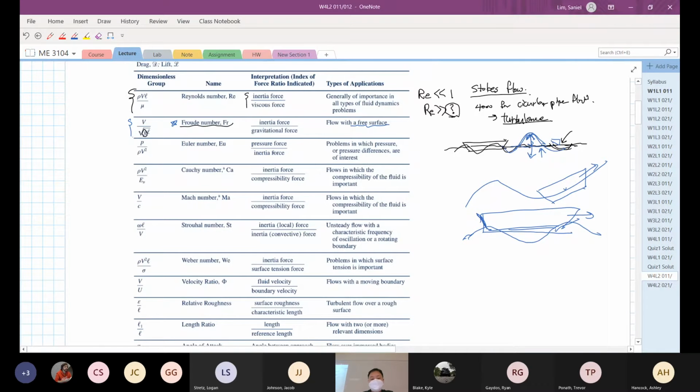There's an Euler number. You already have this Euler number from the previous lecture. This is the pressure force divided by the inertia force. And if it's 0, let me just see, I don't have that much space. If it's 0, we call it the inviscid flow, the frictionless flow.